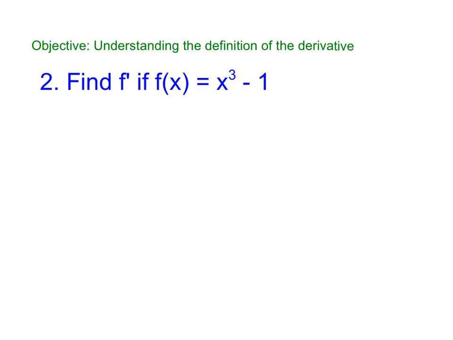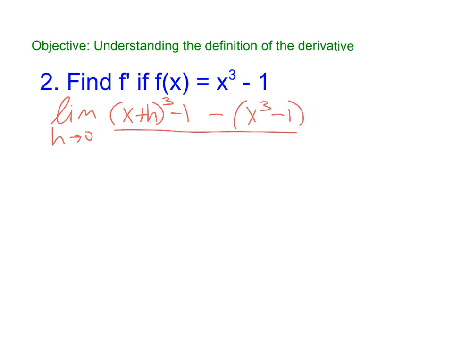All right, same idea. Pause the video, try it on your own. All right, this one's kind of annoying. The limit as h approaches 0, because we have x to the third, so x plus h to the third minus 1 minus f of x all over h. So x plus h to the third.